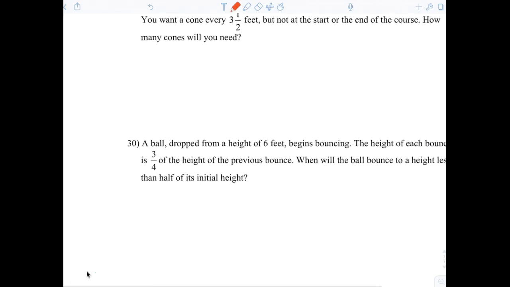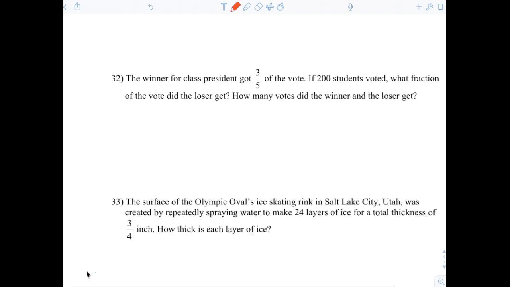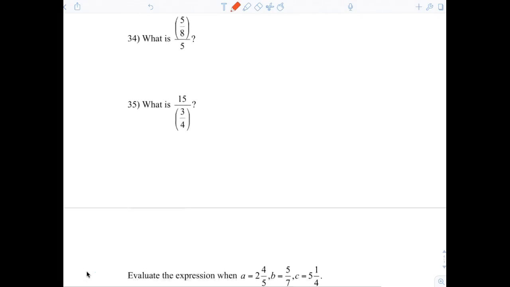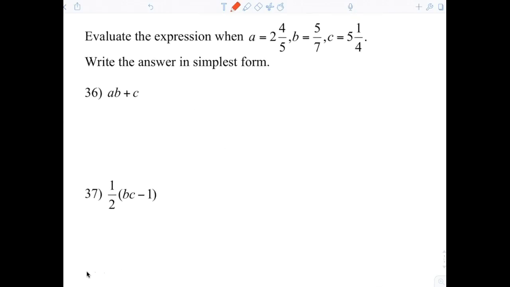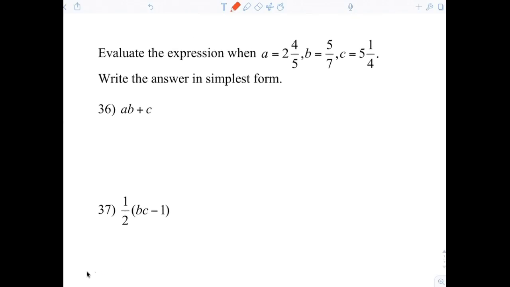All right. Now the next one I want to talk about is question number 36. Pay attention, please. Scroll down to 36. This is the algebra part of it, where we're just plugging the numbers in. So in this case, it would be 2 4/5 times 5/7 plus 5 1/4. And you can literally just type that straight into the calculator and hit enter at the end. That's what you're doing.